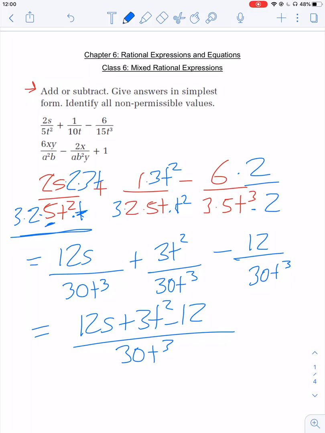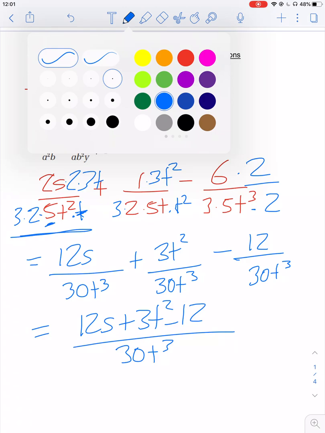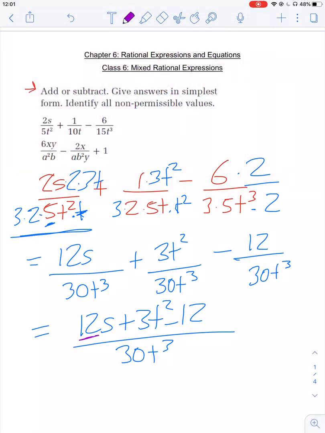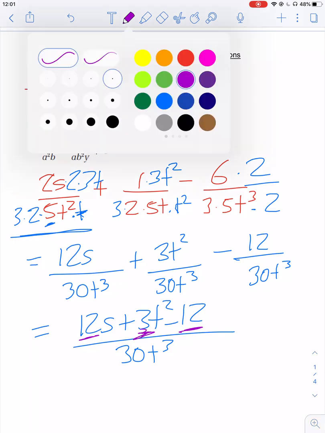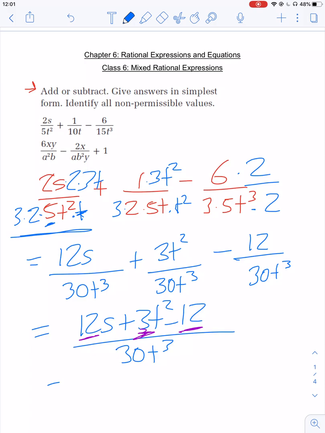You're essentially done, but there's one thing that you can do. You cannot factor anything in your numerator except, if you look very closely, the number 12, the number 3, and the number 12 are divisible by something, and that something is 3. So I can actually pull out a 3. So this will just become 3 and then brackets 4s, because 3 times 4 gives me 12s. And then plus t squared and then minus 4.